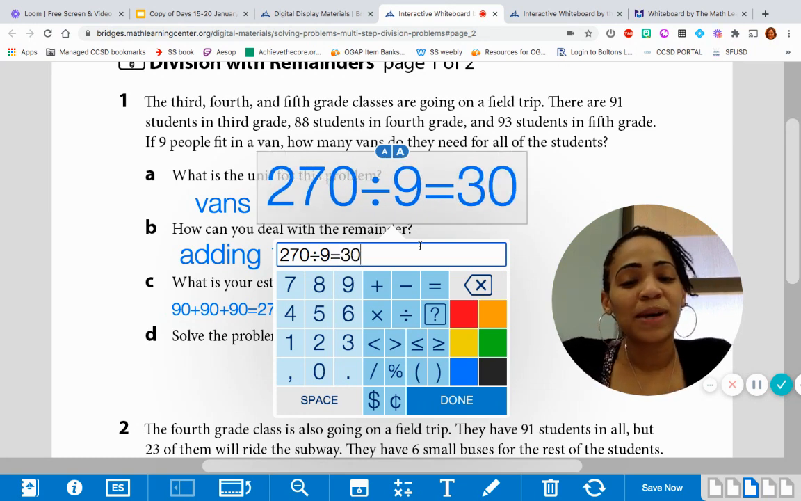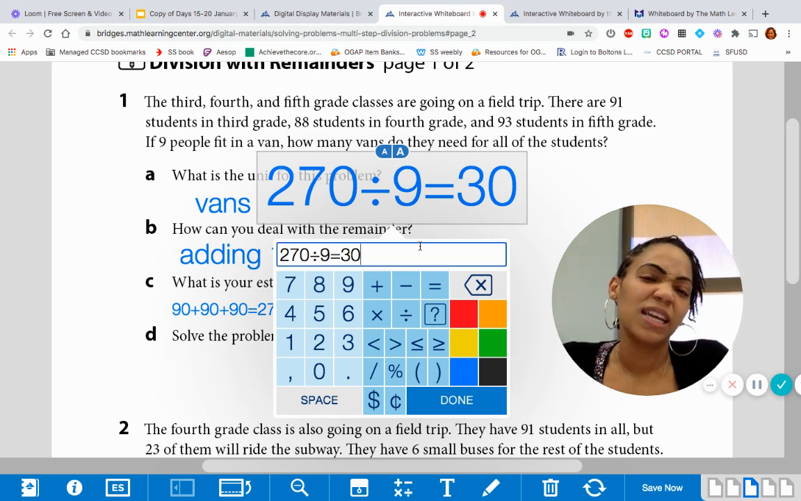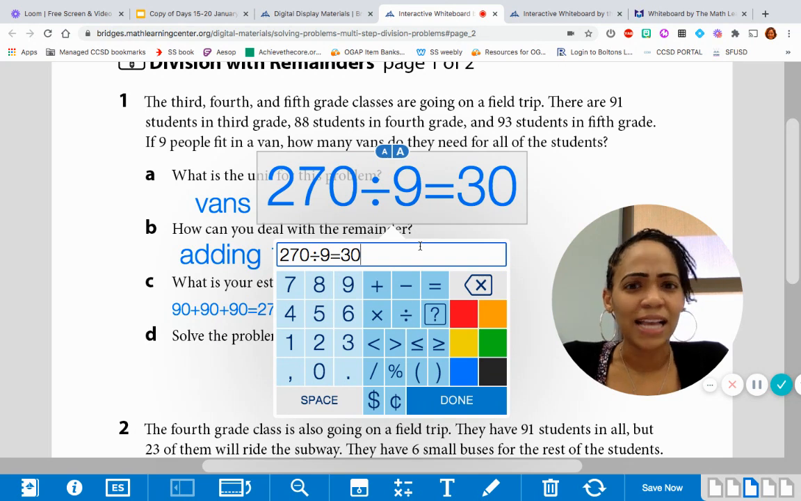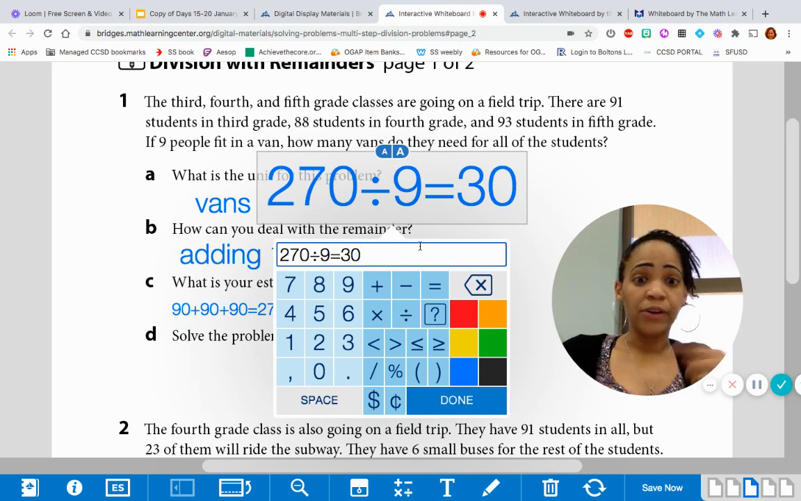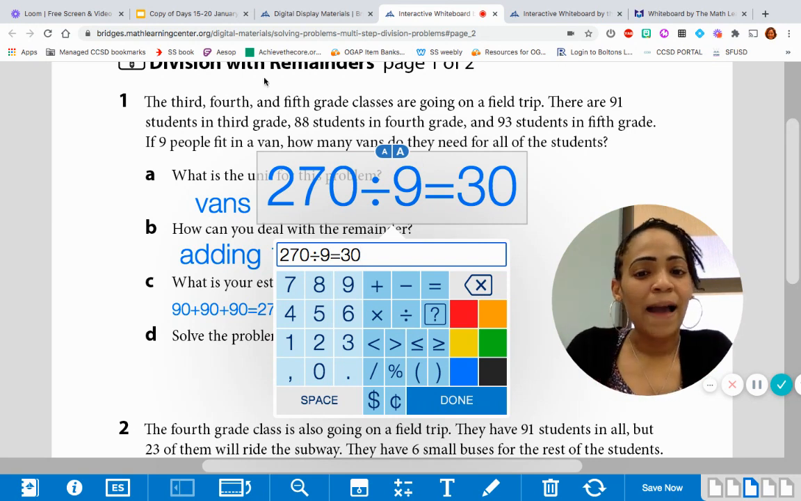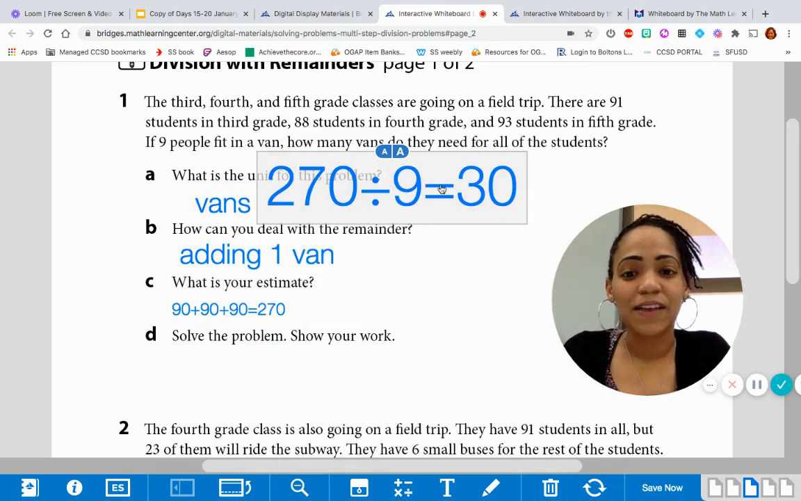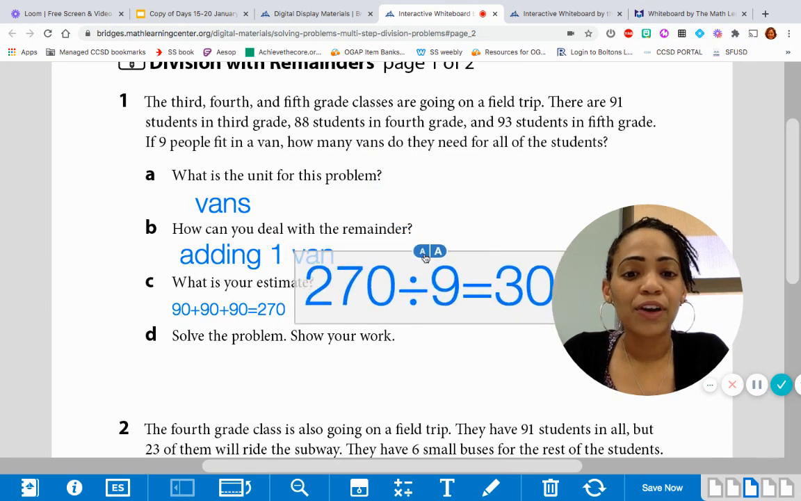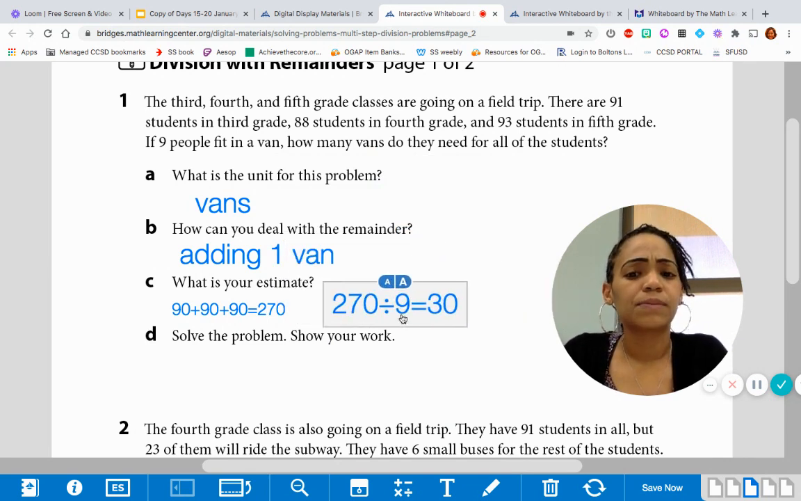If you weren't sure, you might think 9 times 10 is 90. It has to be more than 10. Then we double that to 180. So it has to be more than 20. So maybe we add another, we go to 30. And it just so happens that 9 times 30 is 270. So our estimate is 30 vans. We need about 30 vans.